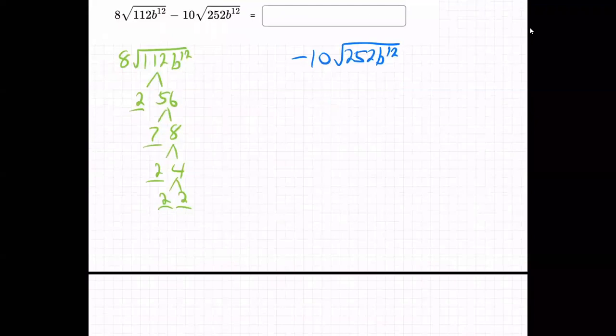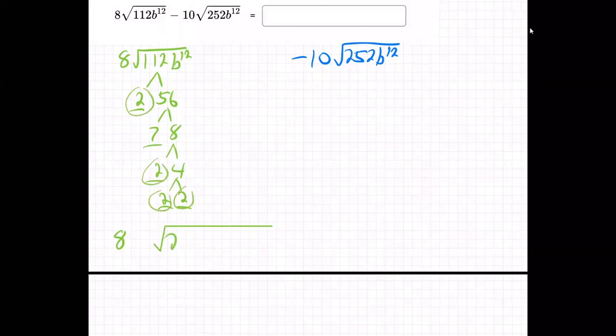So what does that leave us? That leaves us an 8 in the front, and then square root of what's left on the inside. 1, 2, 3, 4 twos, a 7, and b to the 12th. And we'll do the b thing in a minute.